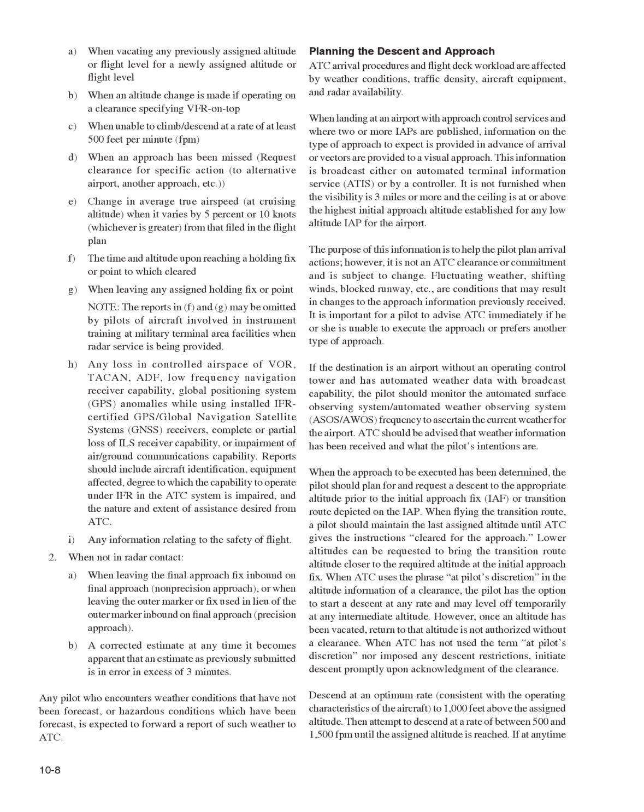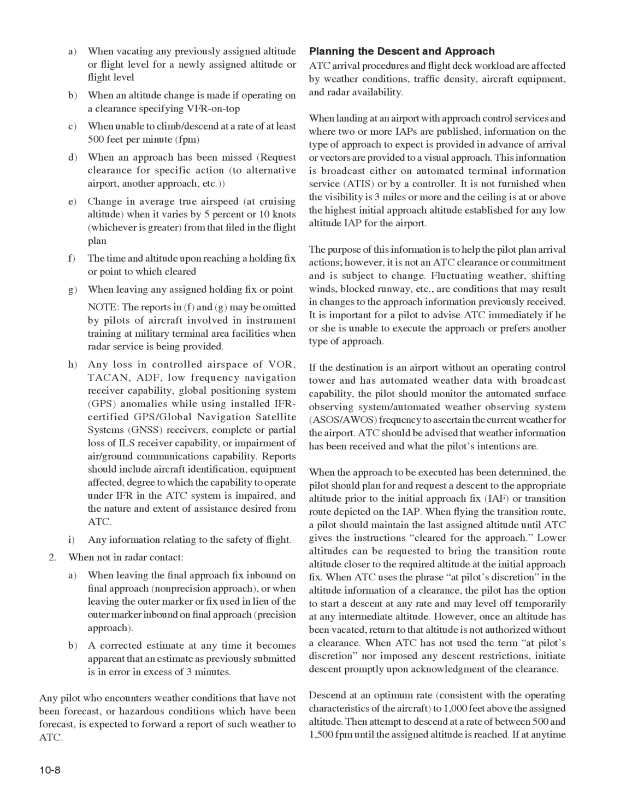E. Change in average true airspeed, at cruising altitude, when it varies by 5% or 10 knots, whichever is greater, from that filed in the flight plan. F. The time and altitude upon reaching a holding fix or point to which cleared. G. When leaving any assigned holding fix or point. Note, the reports in F and G may be omitted by pilots of aircraft involved in instrument training at military terminal area facilities when radar service is being provided.